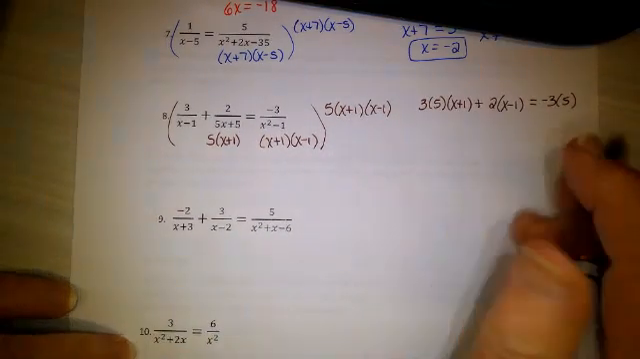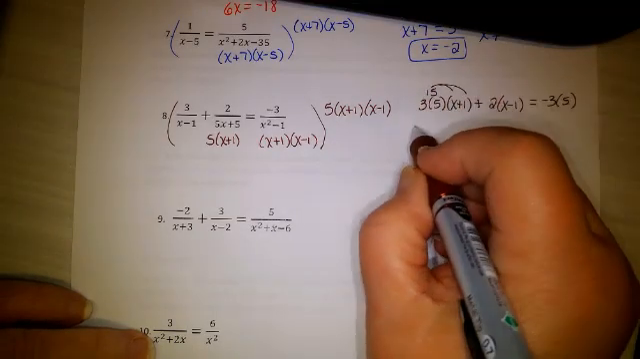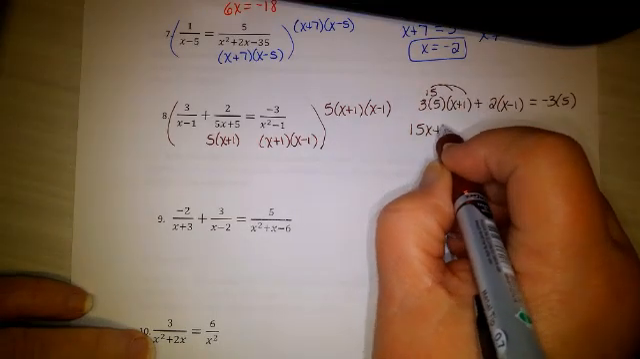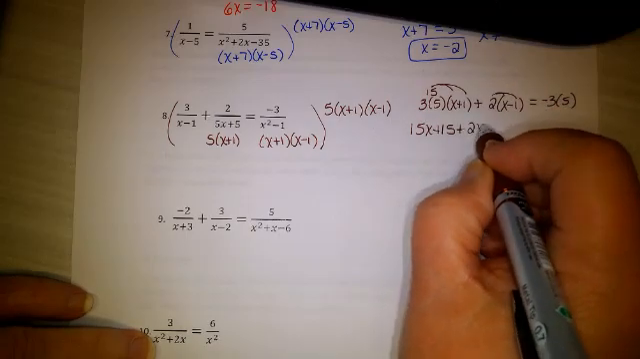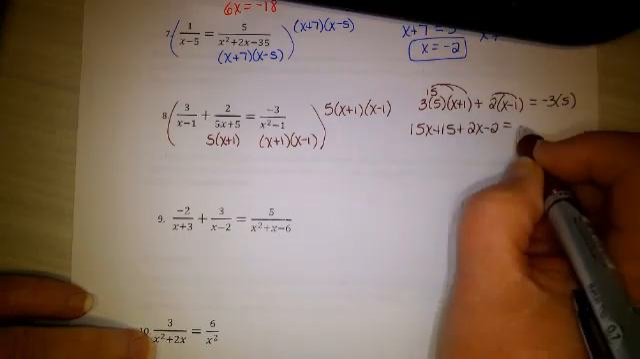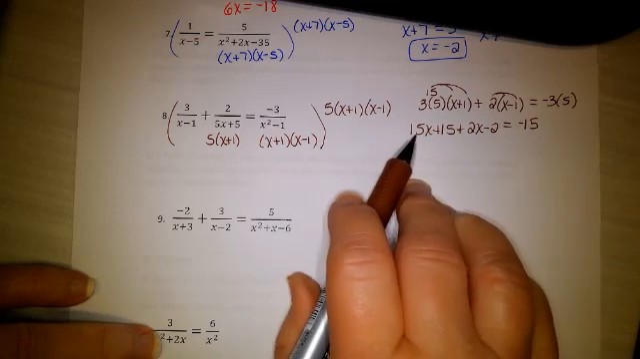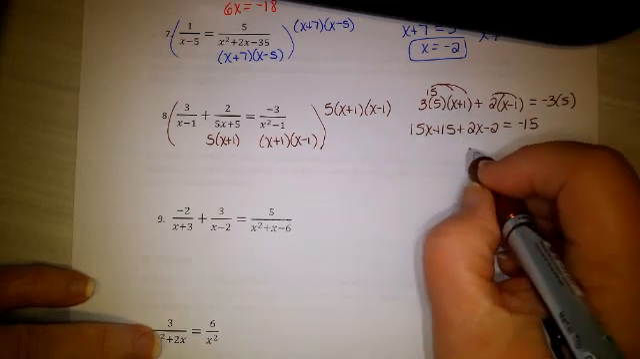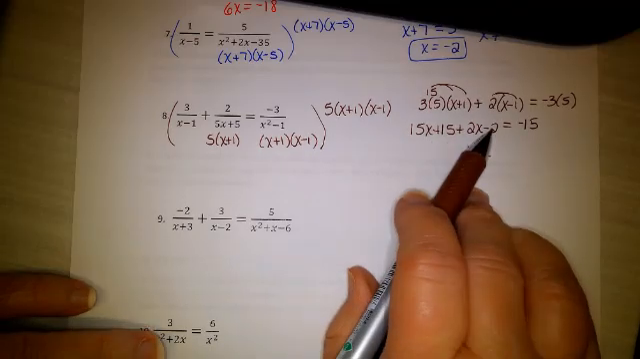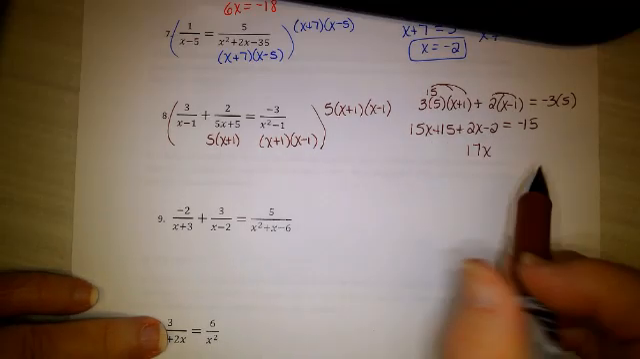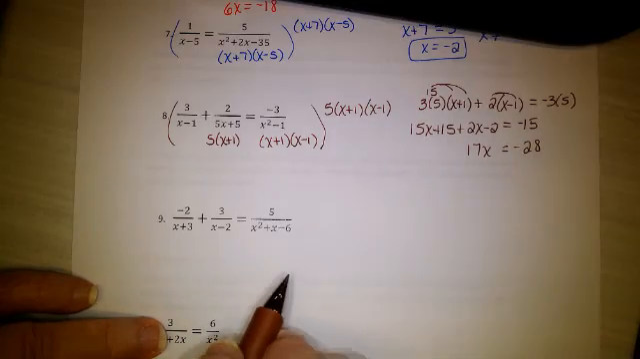And now we just solve. This is 15 that I'm going to distribute. 15x plus 15. That's a positive 2 I'm going to distribute. And negative 3 times 5 is negative 15. So combine like terms. 15 plus 2 is 17x. 15 minus 2 is 13. And if I subtract 13 from both sides, I get negative 28.